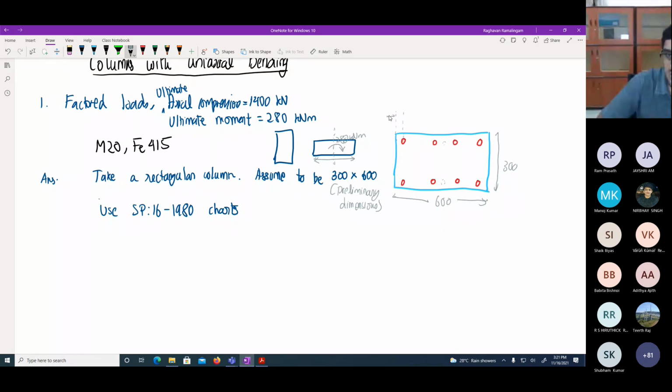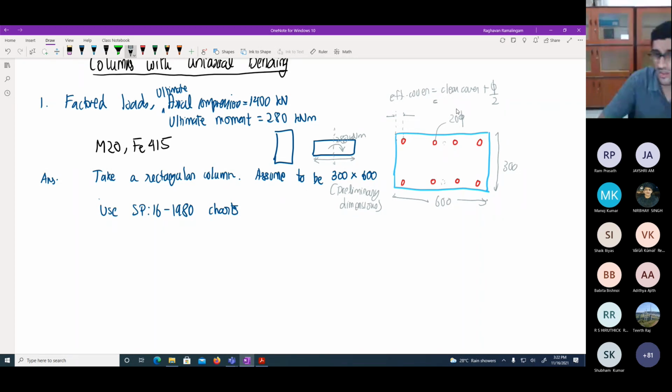Okay, so this is d dash. If I assume 20 mm bars, if I say that these are all 20 diameter bars, in that case your effective cover equals clear cover plus dia by 2. So what is the minimum clear cover for a column? Anyone knows? 30. So 30, usually for columns they take a little more, they take about 40.